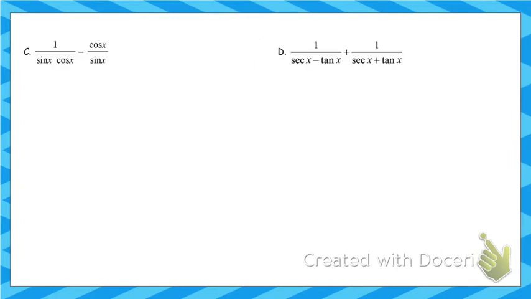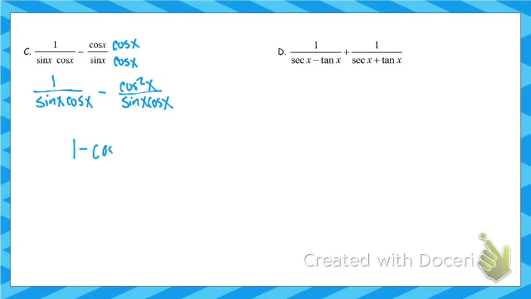All right, C is very similar to what we saw the first day. We're going to need to combine these fractions together with a common denominator. So this left fraction has a denominator of sine times cosine. That means the right fraction needs to get multiplied by cosine top and bottom in order to have that same denominator. So when I do that, the first fraction doesn't change. The fraction on the right becomes cosine squared, and the denominator is now sine cosine. That denominator does not change, but we can go ahead and combine them together.